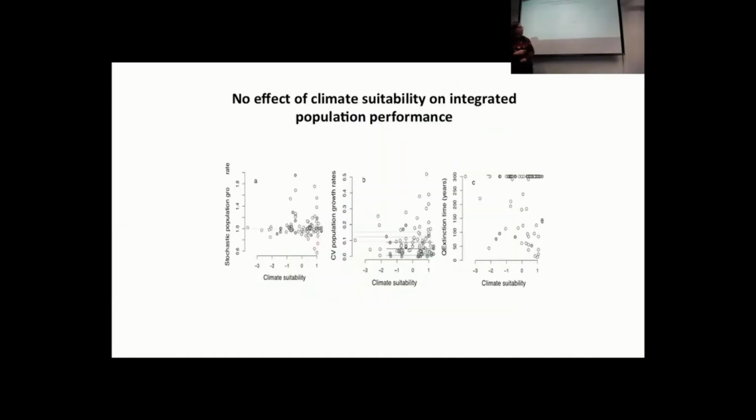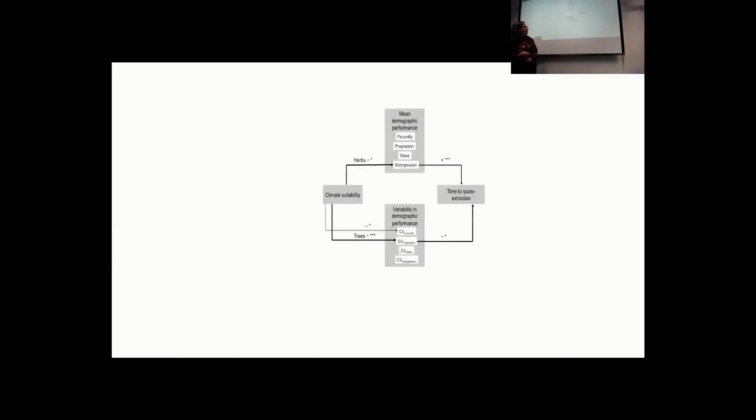And that's borne out by the data. We don't see a nice positive relationship between climate suitability and population growth rate, for example. However, we dug a bit deeper, and when you look at correlations between climate suitability and mean demographic performance in terms of fecundity, progression, stasis, and retrogression, or climate suitability and variability in demographic performance, we can actually find some relationships. We then looked at how time to quasi-extinction is correlated with your mean demographic performance and the variability in demographic performance.